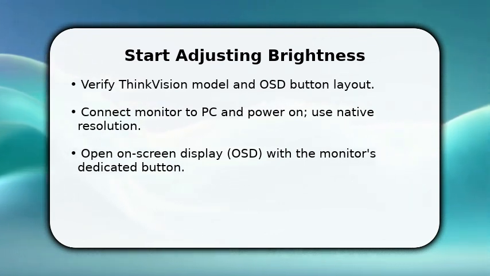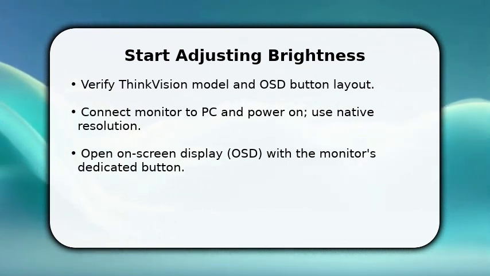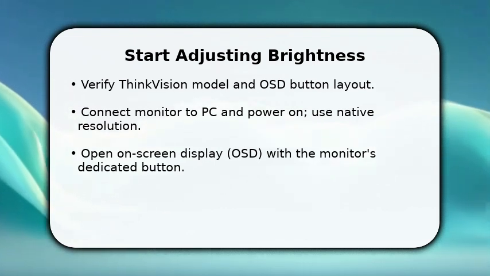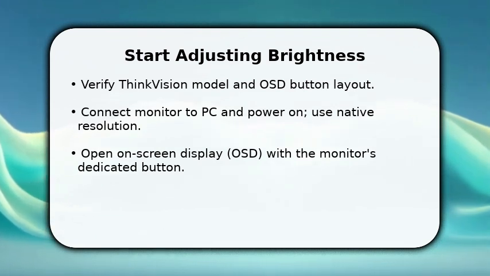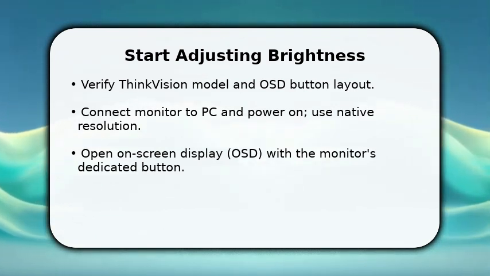Once the OSD appears, navigate to Picture or Brightness/Contrast using the physical joystick or buttons. You do this because on-screen controls override many software adjustments. Starting here prevents conflicts. Make sure you can see the numeric brightness scale.